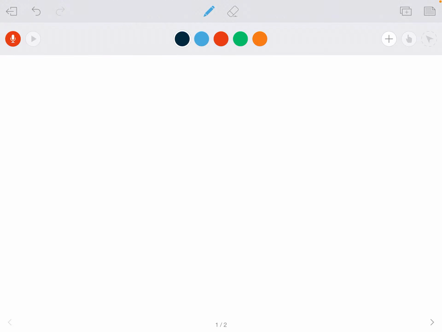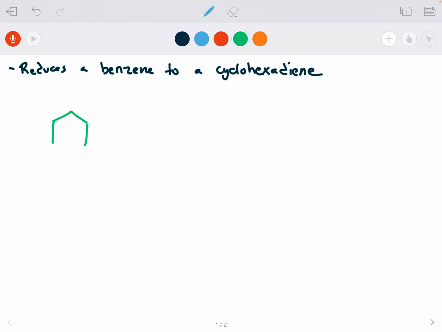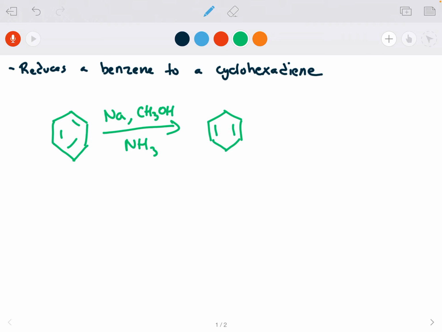In this video, I'm going to cover the Birch reduction. So the Birch reduction reduces a benzene to a cyclohexadiene. So I start off with benzene. I react it with sodium metal, methanol, and ammonia, and I get cyclohexadiene. So I've taken away the aromaticity.